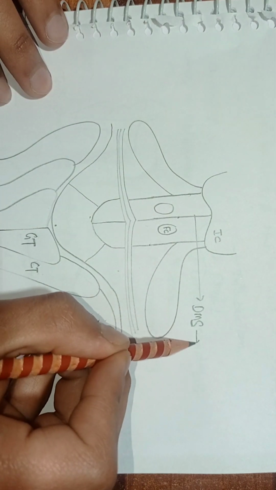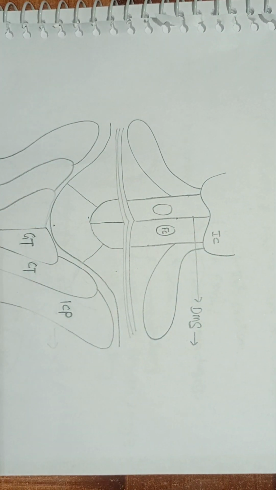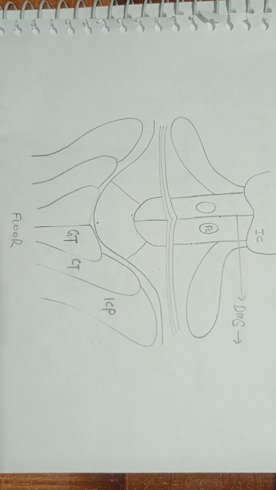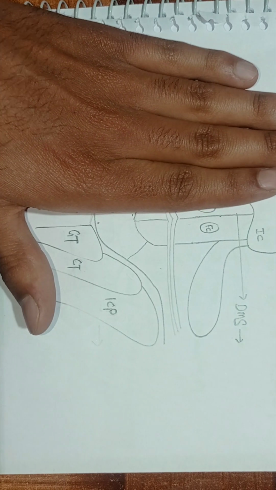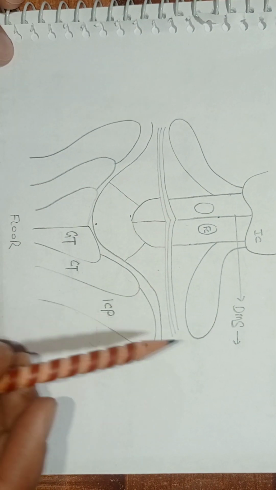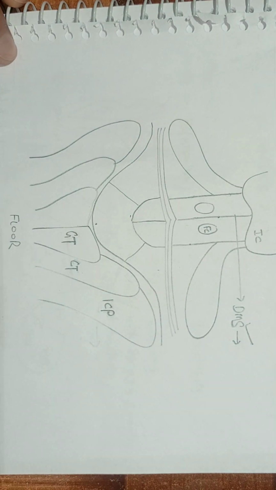What is this dorsal median sulcus? Dorsal median sulcus divides the floor of the fourth ventricle into two symmetric halves. So this part right here is the first symmetric half, and this part right here is the other symmetric half. So we are clear about the dorsal median sulcus.